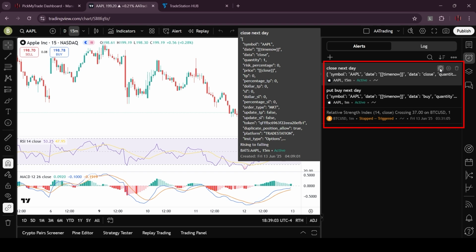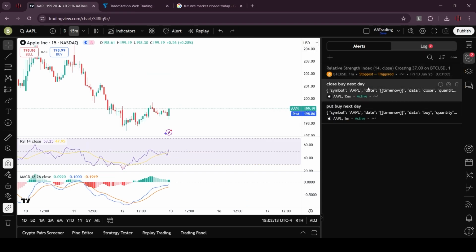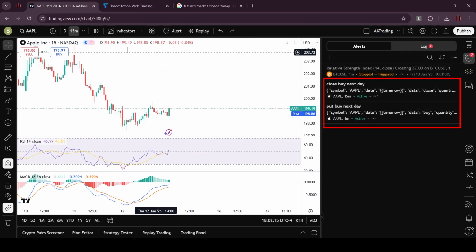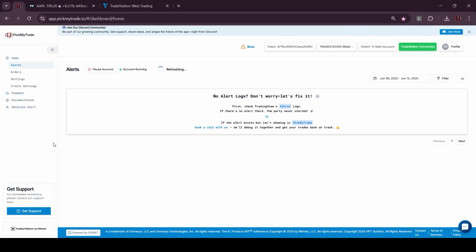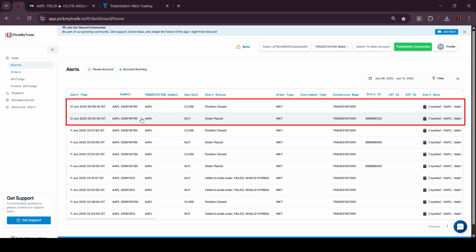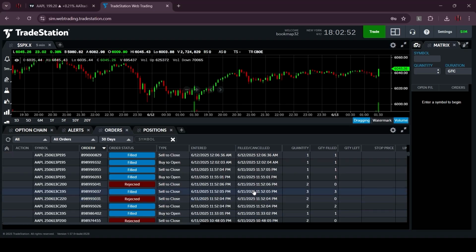Let's wait for the alerts to be triggered. So after a few minutes of waiting, here in the log section, you can find that the alerts are triggered. Let's check them on PickMyTrade and in TradeStation. So here on PickMyTrade, we will go to the Alerts section. Here you can see the buy order and the close order we have created are visible. Now we will go to TradeStation. Here you can also see our first order is buy to open, and the other one is sell to close. So in this way, you can generate an alert for options with TradeStation.